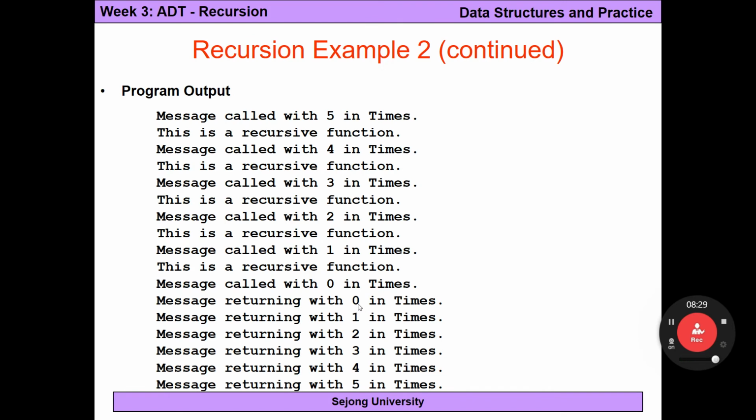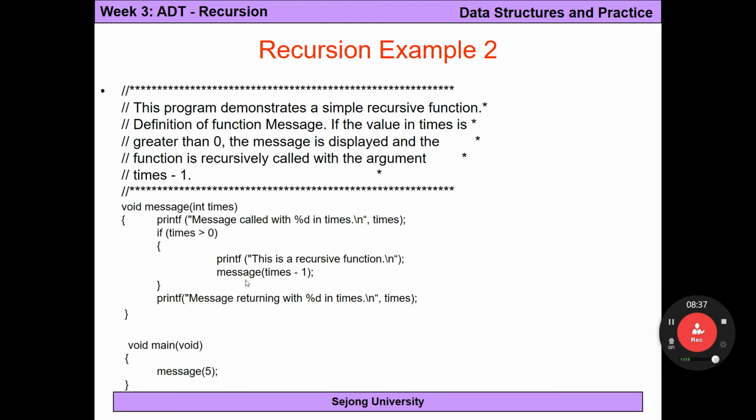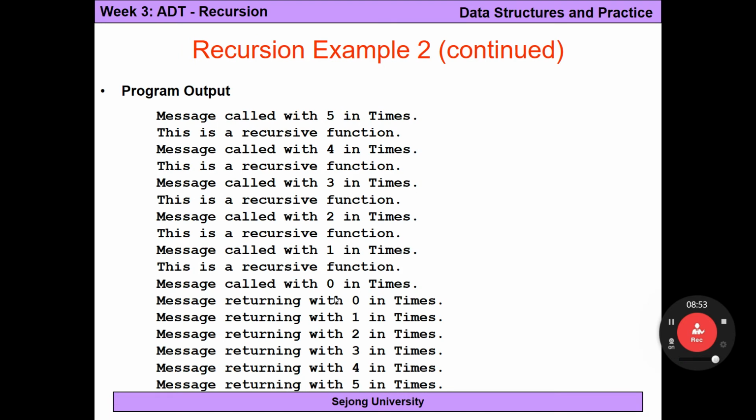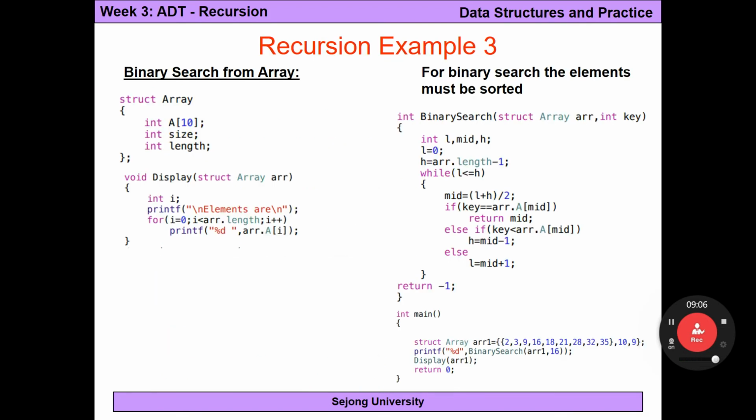Now, message returning with a 0 in times, message returning with a 1 in time. So you can see here it is returning to the previous function. It will come out of the loop and print, then call the previous call from where it was called, and then come out and print. So this is how it will be working. You can check this when you do your coding part.